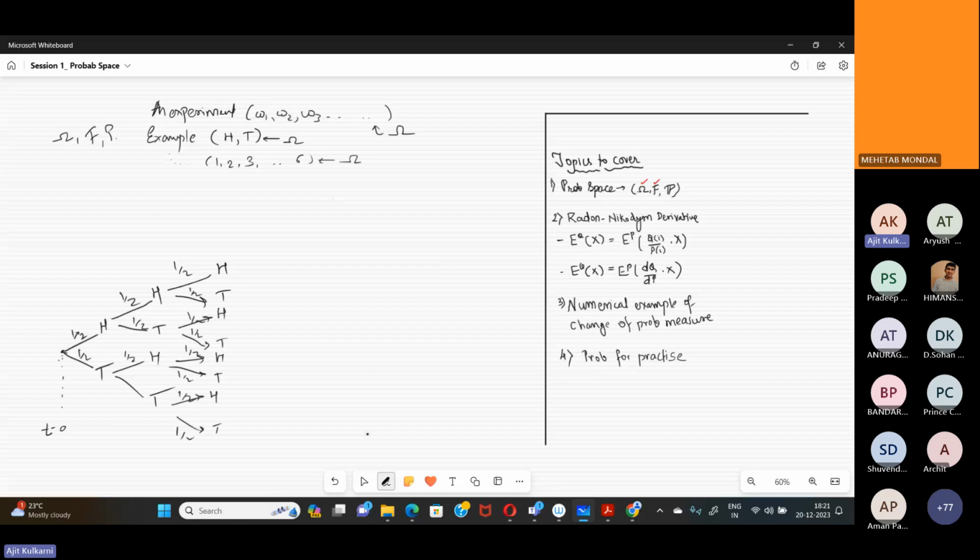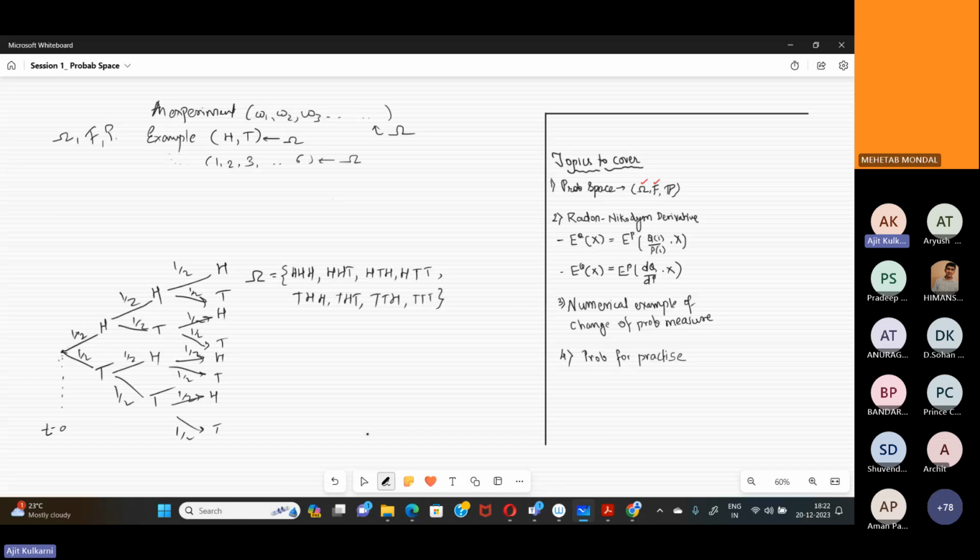So our sample space becomes this. Omega is equal to HHH, HHT, then we can have HTH or HTT, then THH, then THT, then TTH and TTT. I hope everybody is comfortable with this as a sample space.